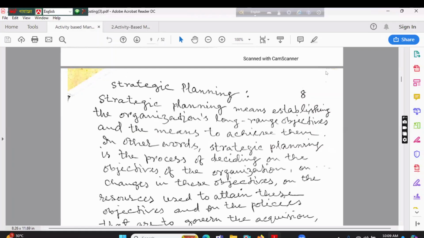Strategic planning. Planning, that means making plan. Reban, page number 133. Strategic planning.